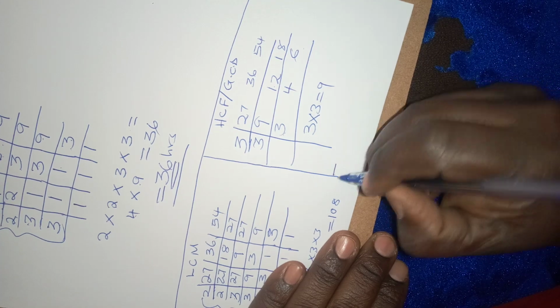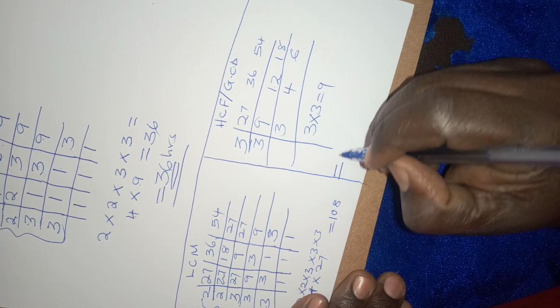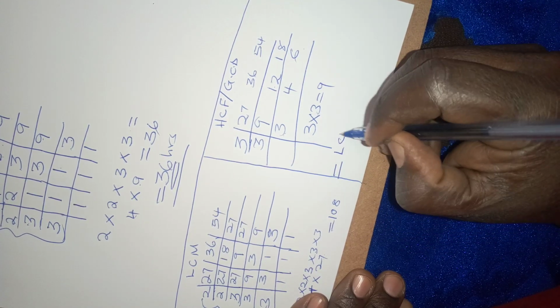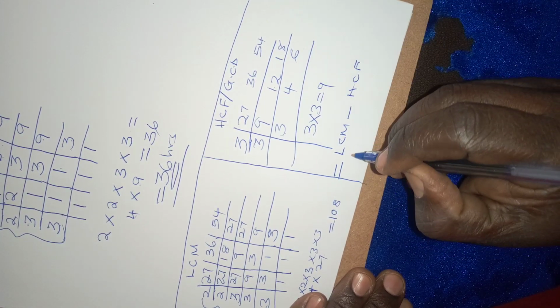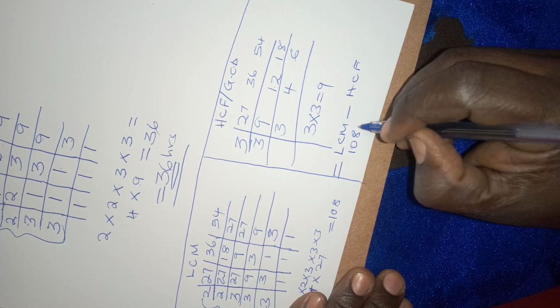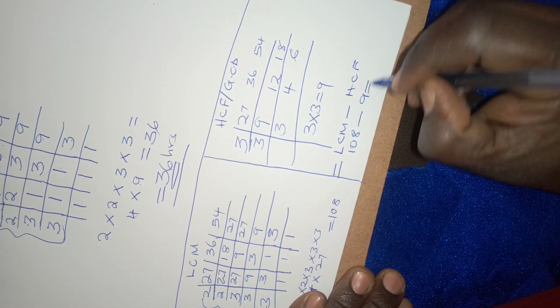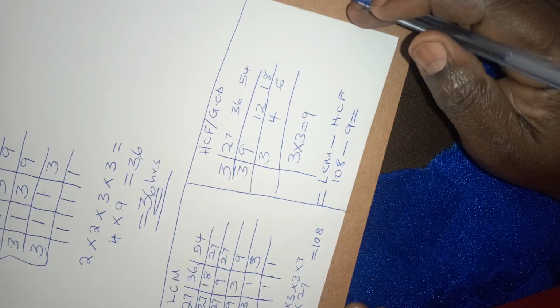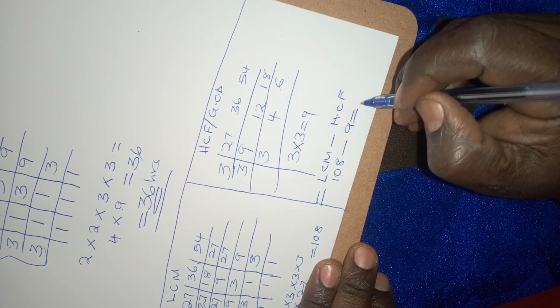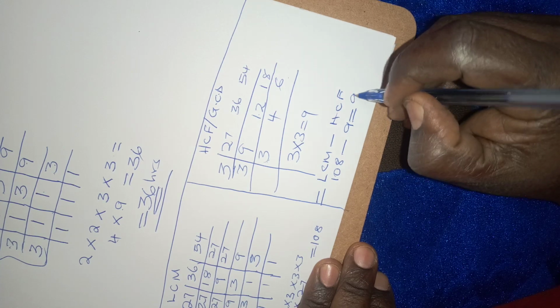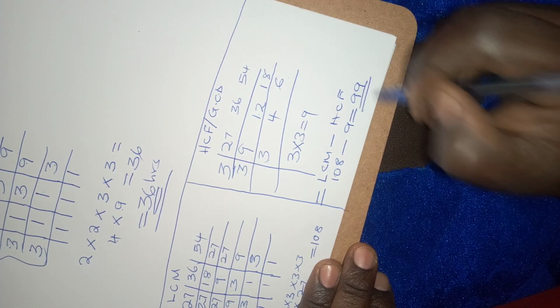So to the final solution, because we were supposed to get the difference between LCM and HCF, we shall have 108 as our LCM and 9 as our highest common factor. So our answer will come to 99.